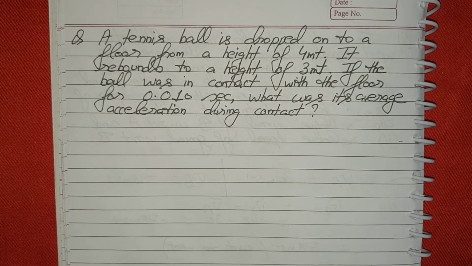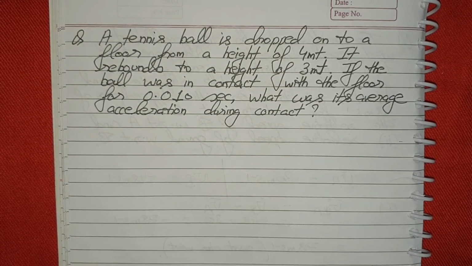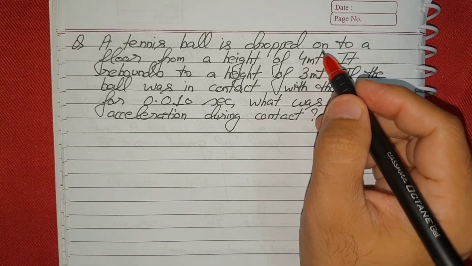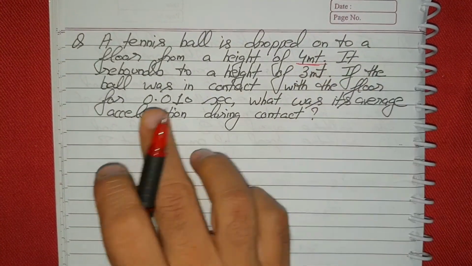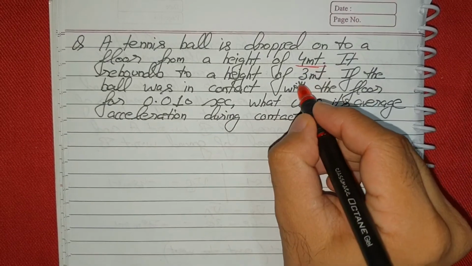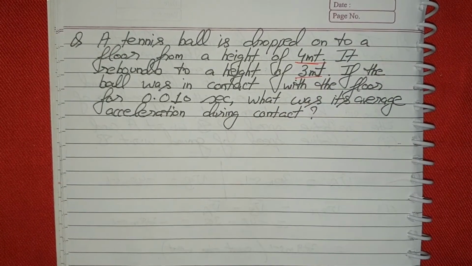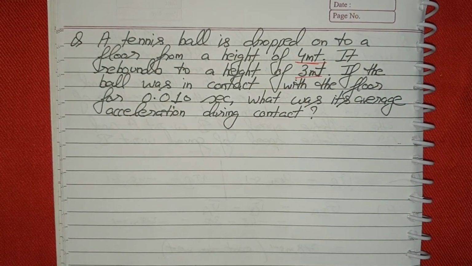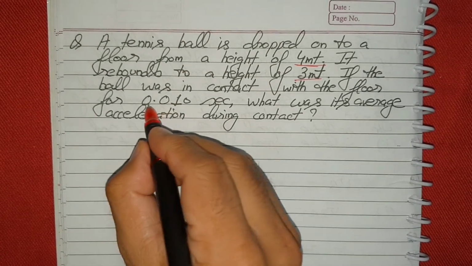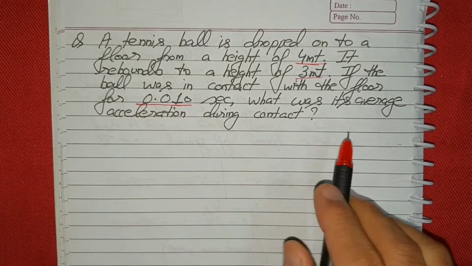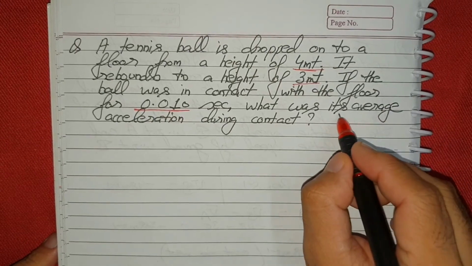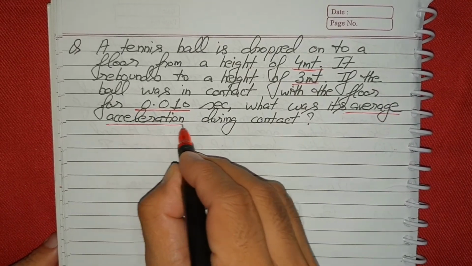So example, a tennis ball is dropped onto the top of a floor from a height of 4 meter. Now height is 4 meter. It rebounds to a height of 3 meter. Means after dropping, it is rebounding to a height of 3 meter. If the ball was in contact with the floor for 0.01 second, what is the average acceleration during the contact?